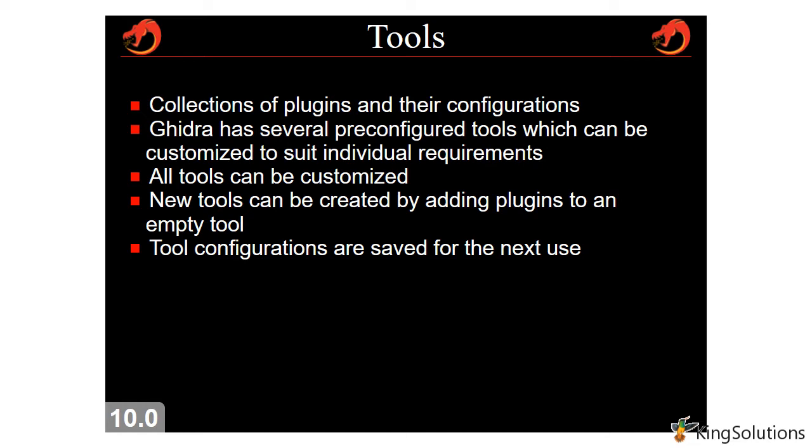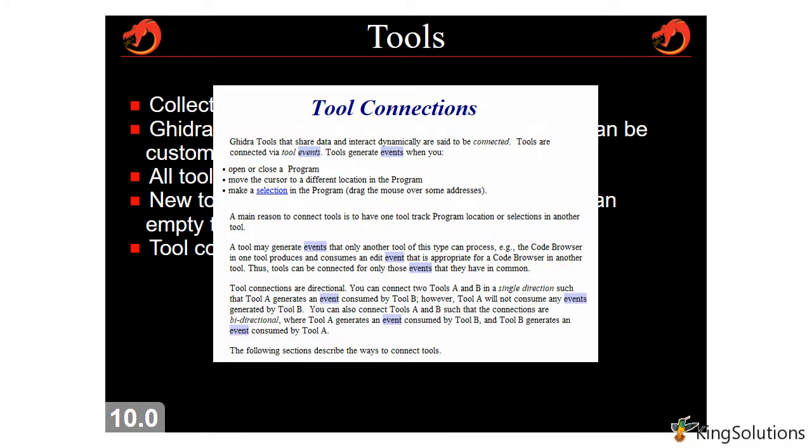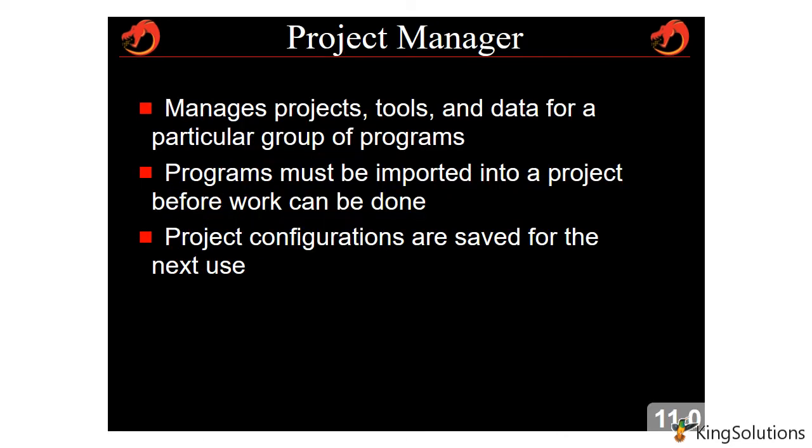New tools can be created by adding plugins to an empty tool, and all tool configurations are saved for the next use. Ghidra tools that share data and interact dynamically are said to be connected via tool events. Tools generate events when you open or close a program, move the cursor to a different location, or make a selection in the program. The main reason to connect tools is to have one tool track program location or selections in another tool.